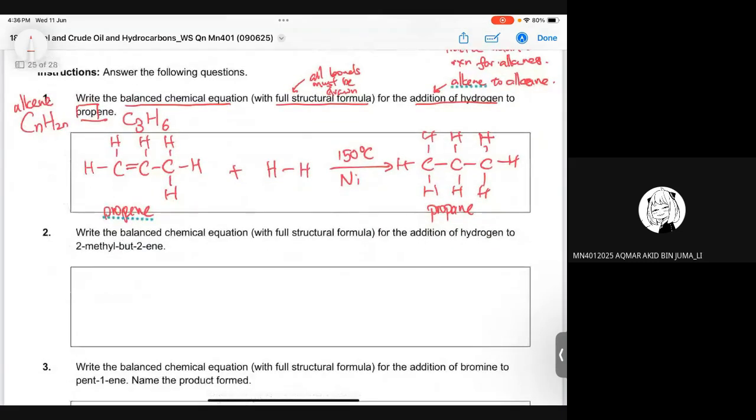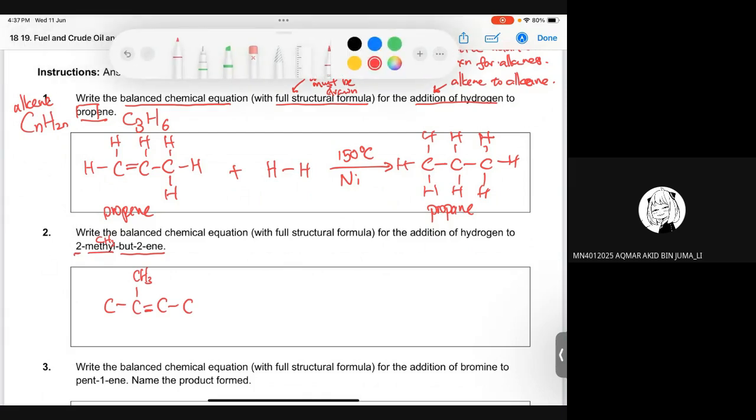Okay, next one. This one gets a bit more complex: 2-methyl-butene. I'm going to draw it out for you. First, I'm going to draw butene, so 4 carbons. Then the functional group. The 2-ene means that the double bond is at the second carbon. 2-methyl means there's an additional CH3 branching out from the second carbon. So it looks like this. Then I'll just draw the H. I need to draw the full structural formula, so I must show every single thing.